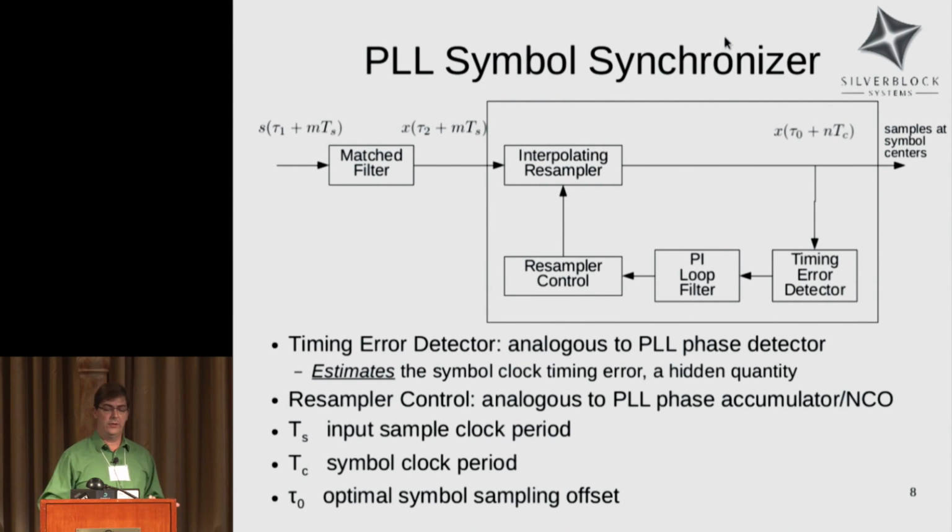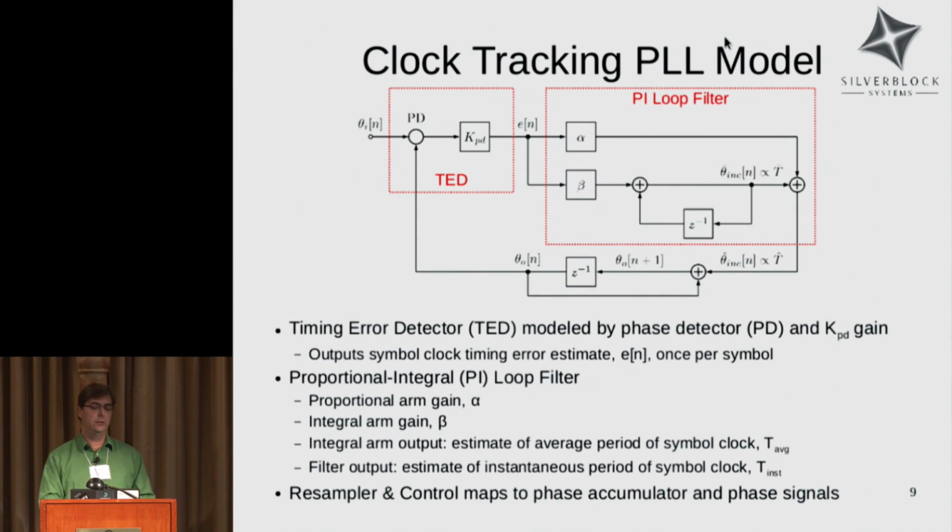So now that we have these piece parts, this block, we need to analyze how it's going to work. So we need to build a model of these pieces as they're working together. So here we have a model. We're going to model the timing error detector off to the left there as a phase detector with some phase detector gain we'll call K. It outputs an error signal once every symbol.